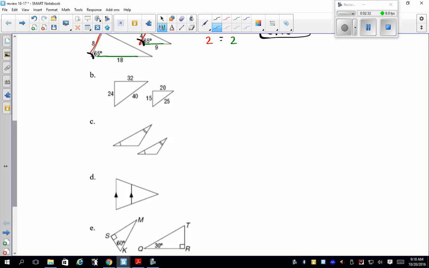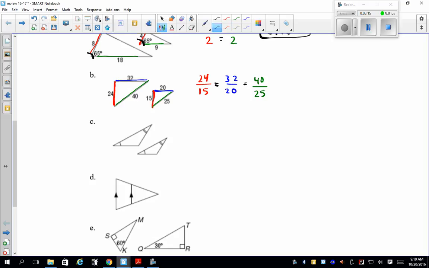I need to make sure that the ratio of the sides is equal. So I'm going to start with the smallest side on the triangle to the left, which is a 24. And that side is going to match up with the smallest side on the triangle to the right, which is the 15. And that needs to be equal to the next biggest side, which is 32, over the next biggest side of the other, which is 20. And that needs to be equal to the biggest side, 40, over the biggest side of this triangle, 25.